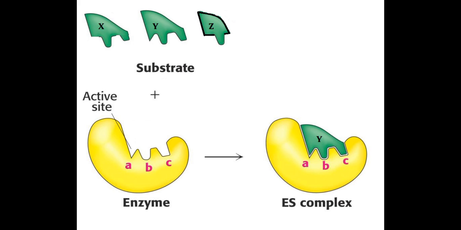So substrate Y is the key and the enzyme is a lock. It is fitted exactly complementary to the enzyme. So this is the lock-key hypothesis. The active sites are rigid here, they are permanent, they do not change their structure or conformation, and that's why this model is called the lock-key model.